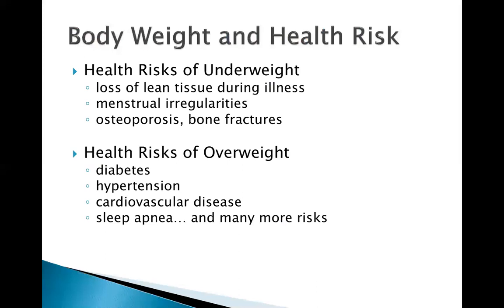If we're too underweight, we don't have those protein stores in our body or fat stores to pull from in cases of caloric restriction, and we don't have enough fat to produce hormones. We can have menstrual irregularities, osteoporosis, because remember, proteins build up the bone, fractures, etc.